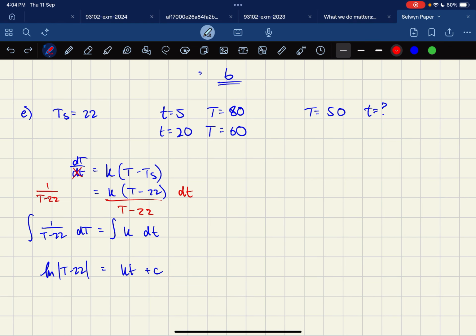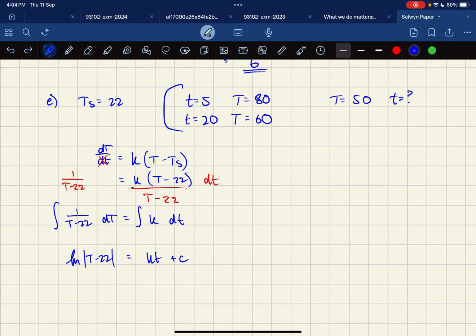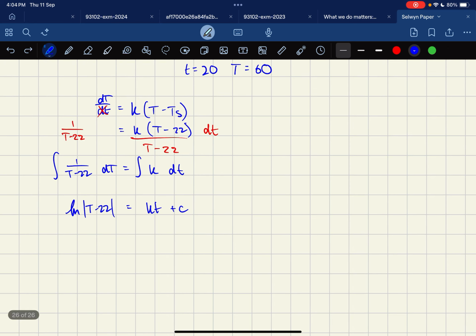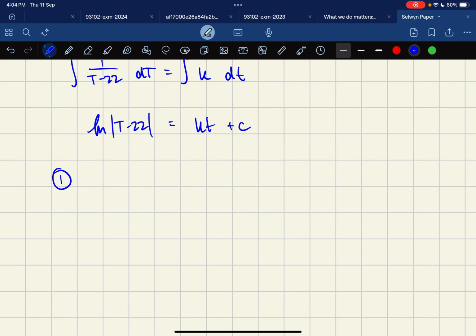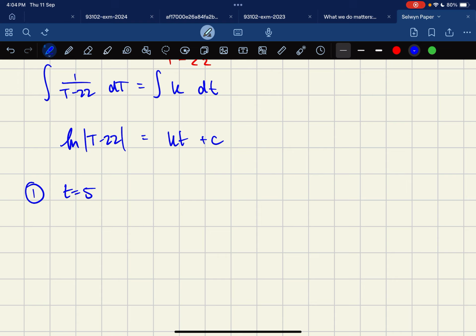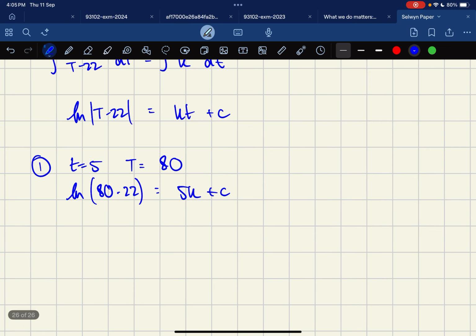So we're just going to leave it in this form and not convert it into exponential form. We have two pieces of information here, so let's plug those in. The first point we've been given is when time is equal to 5, the temperature is equal to 80 degrees. So ln of 80 minus 22, which is ln of 58, equals 5k plus c.